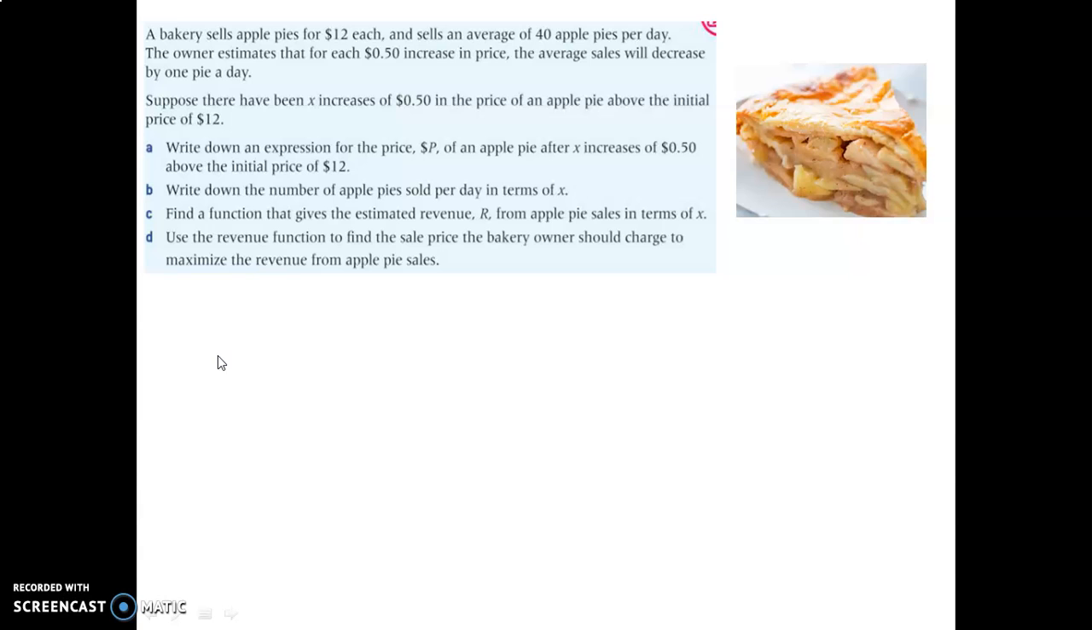Okay, in A, we need to figure out the price. The price is now 12, the original price, plus 50 cents for every raising of the price. And there's X raises of price. So there's that expression. Let's try B. Okay, number of apple pies. It was 40 sold originally, but it says there's one less pie for every increase in price. So minus X. For example, if there's 5 increases in price, it would be minus 5.